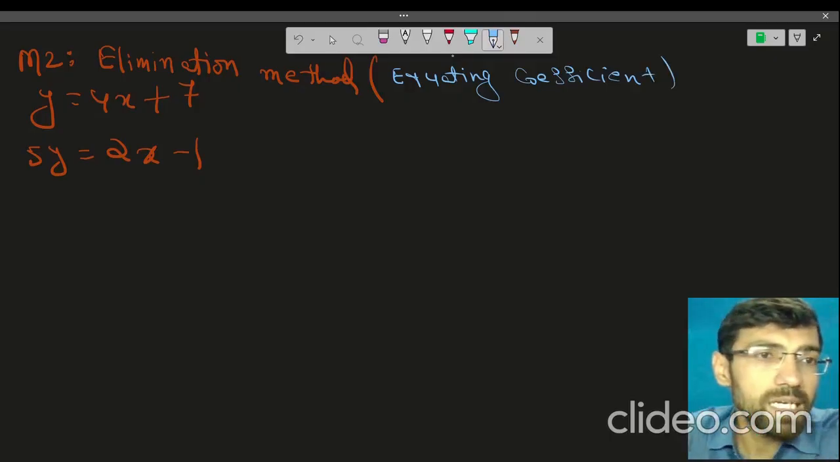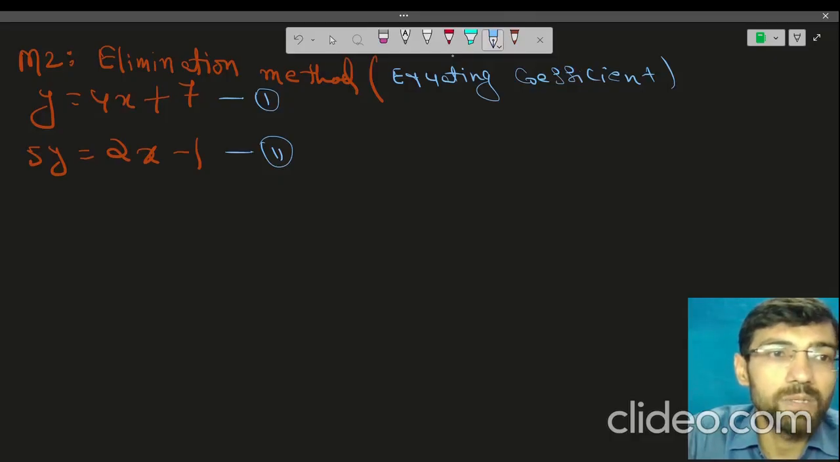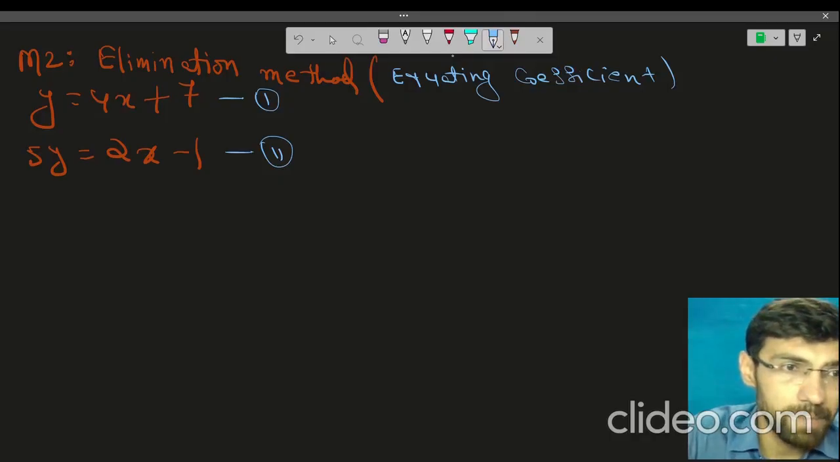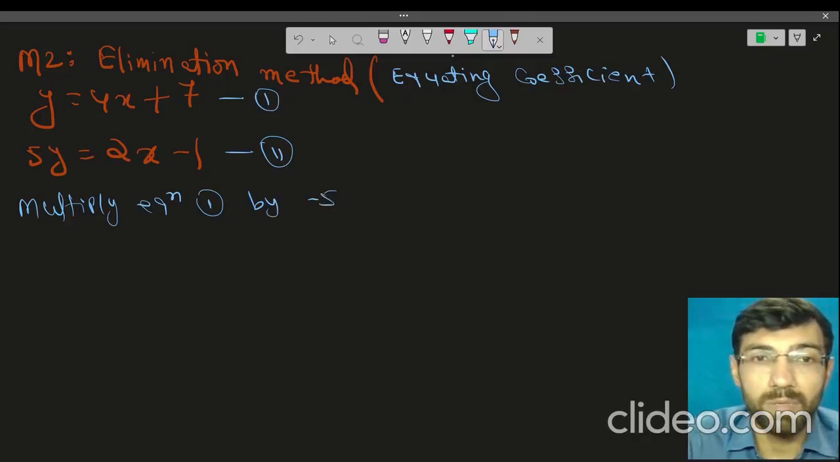So here, let us call this equation number 1 and this equation number 2. The coefficient of y in equation number 1 is 1 and in equation number 2 the coefficient of y is 5. So if the coefficient of y in equation number 1 becomes 5, then these two will be equal. Or we can try to make it not 5 but minus 5. So let us multiply equation number 1 by minus 5.